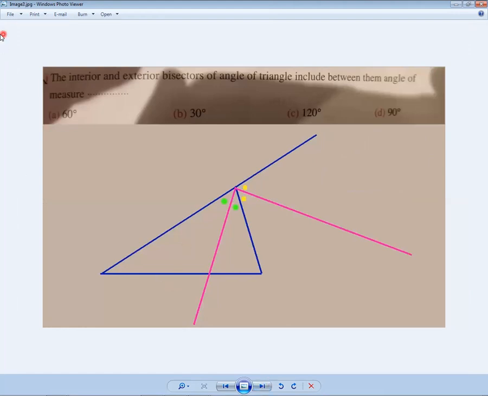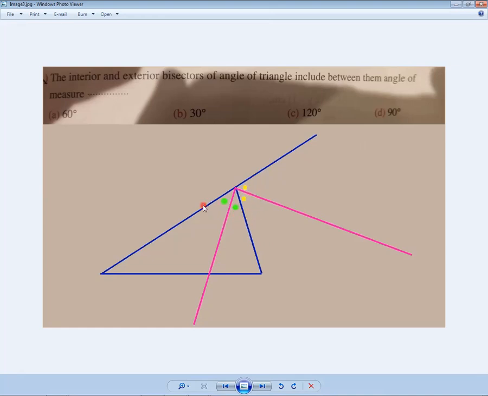New problem here. It says the interior and exterior bisectors of a triangle include between them an angle of measure what? A, B, C, D, we have to choose. The blue is the triangle itself. This angle is the interior angle, and this is its bisector. This angle is exterior, and this is its bisector. I denoted the half of each angle by the same color. For example, here, green are equal, yellow are equal too.